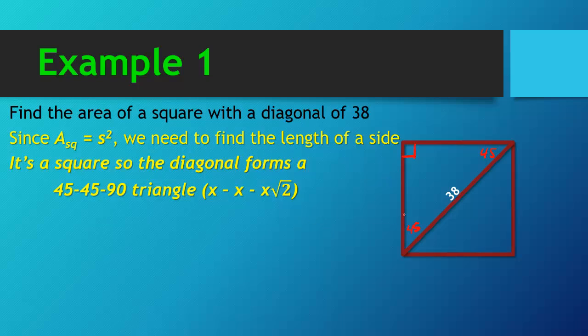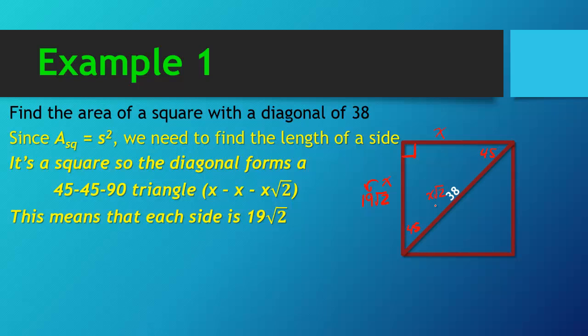Okay? Which means that these measurements, this 38, is the equivalent of x root 2, and we would need to find those. So that means that each side is 19 root 2. How did I figure that out? Well, let's say we have 19 root 2 here. That's x, okay? And I have to multiply that by another root 2. Those two root 2's will become just a 2, and 19 times 2 is 38.